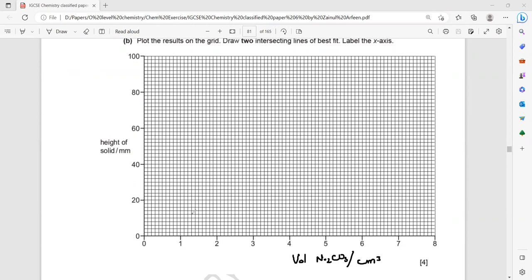And what are the results? In the experiment, the volumes were 1, then 2, then 4, 5, 6, 7, and 8. And the heights of the precipitate were 12, 24, 48, 60, 73, 73, and 73. So we have to mark those points.